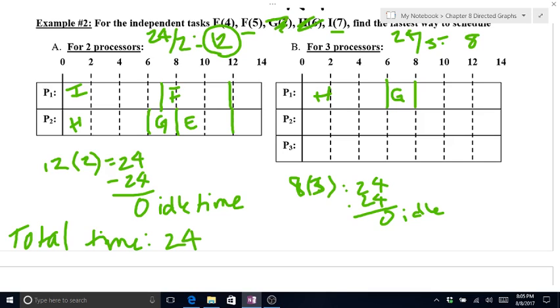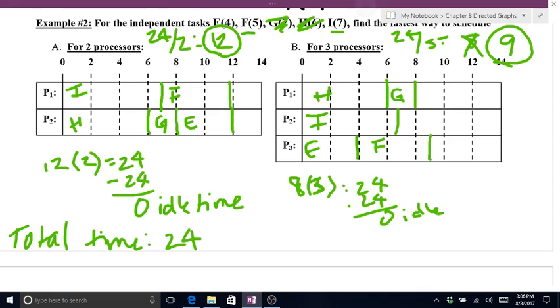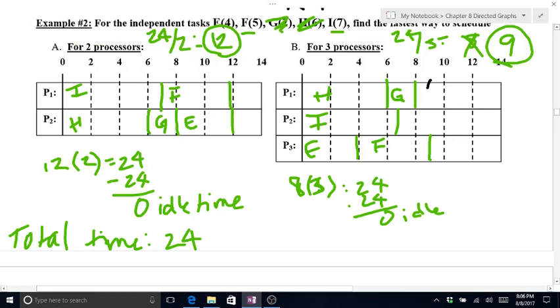What's our problem here, though? The tasks aren't split enough to get us 8. So processor 2 is going to have to work on I up to 7 minutes, and processor 3 is going to have to work on E and F. So this is actually going to be a 9-minute instead of 8. And we are going to have some idle time here. So depending on the length of the tasks, you may end up with idle time even if you don't want it.